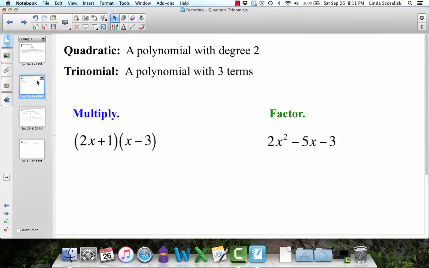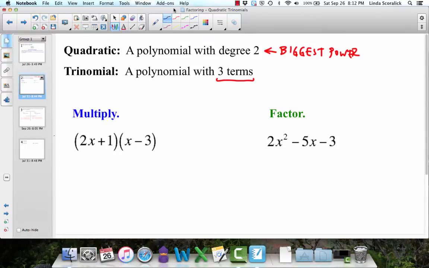This lesson is going to focus on factoring the type of polynomial that's called a quadratic trinomial. The word quadratic means that we're going to be focusing in on polynomials that have degree 2. What that means is that the biggest power that we're going to see is 2. We're also going to need to understand the vocabulary word trinomial, and that would be a polynomial that has 3 terms.